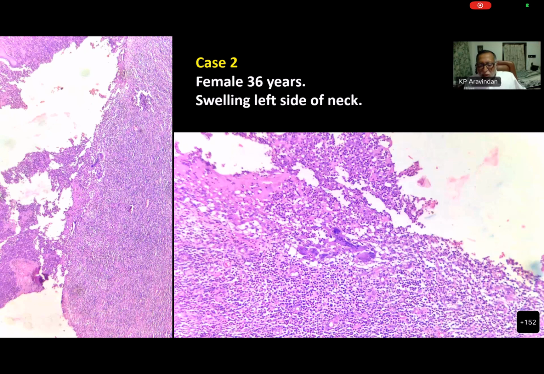Yes, sir. When do you find these very large giant cells? This is low power, I think this is almost scanner view. So in scanner view itself, you find the giant cell which is so long and big. When do you find such huge, large giant cells?